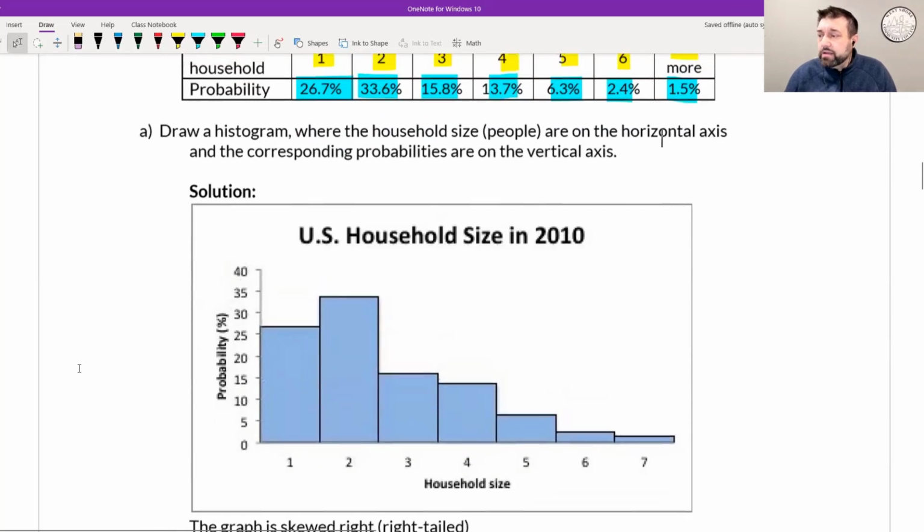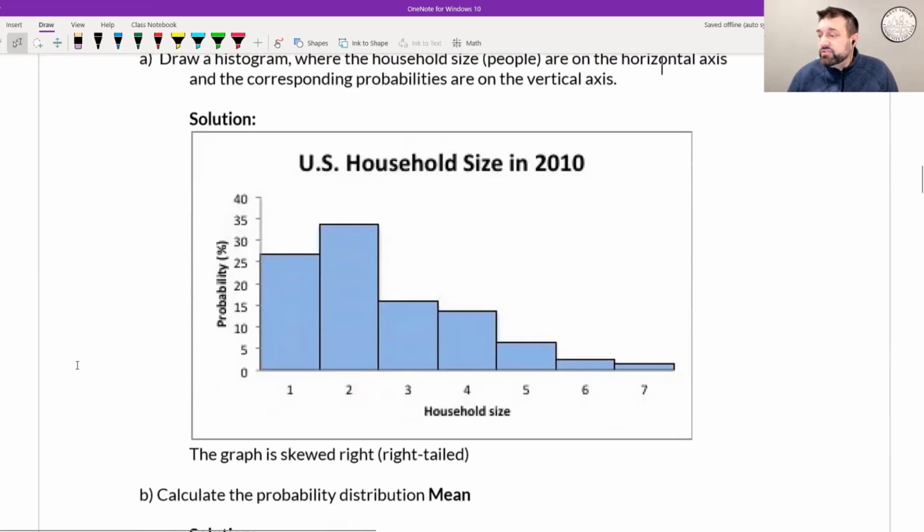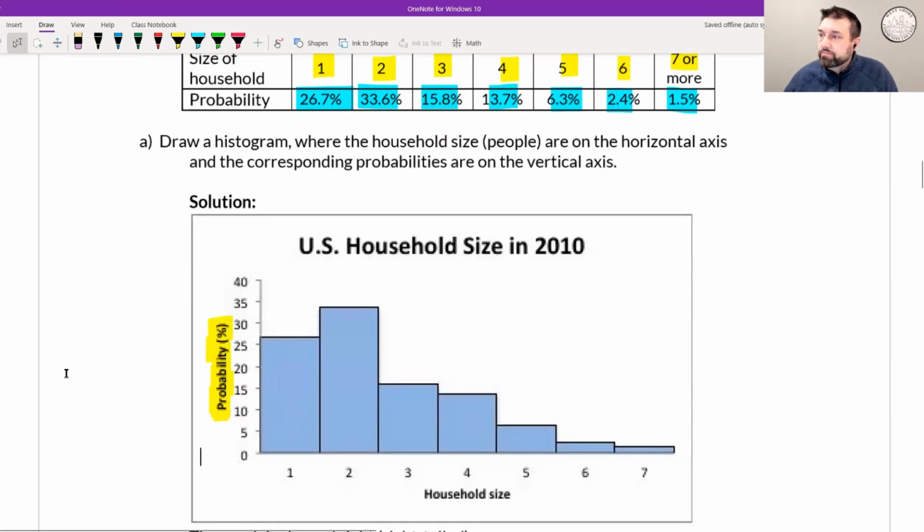And here's how we could make a histogram of that probability distribution. Notice the vertical axis, the y-axis, is the probability. Each one of these bars represents the corresponding probability. So this value right here is 26.7, and this is 33.6, and so on. Again, it's not the raw data, it's the data summarized as a probability distribution.